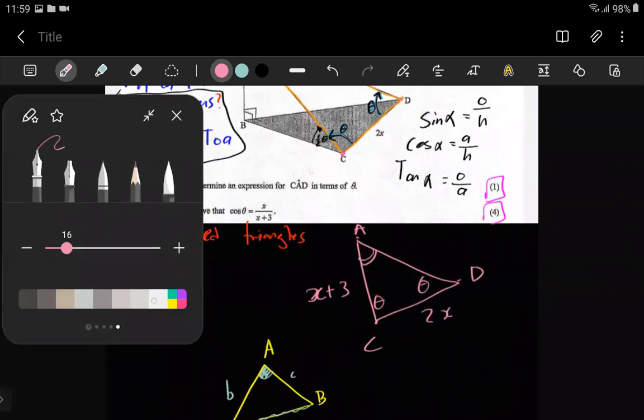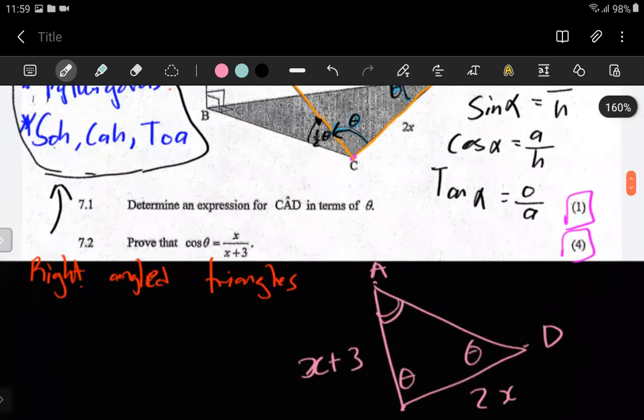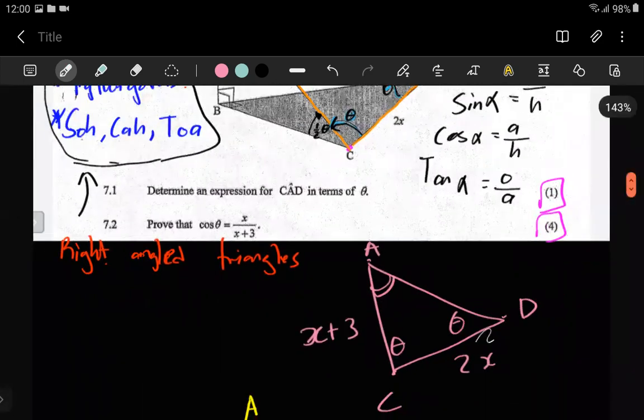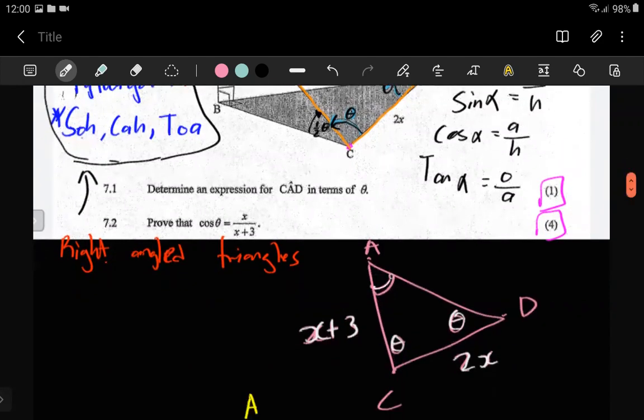So with all this being said, in terms of you now coming up with this expression, you have to ask yourself what you have in this image. You can already see, if you're not given actual numbers, it doesn't matter. This here is good enough as a side given, even though it's x plus 3. This is also good enough as a side given, even though it's 2x. This is good enough as an angle given. This is good enough as an angle given. And this being 180 minus 2 theta, it's good enough as an angle given.